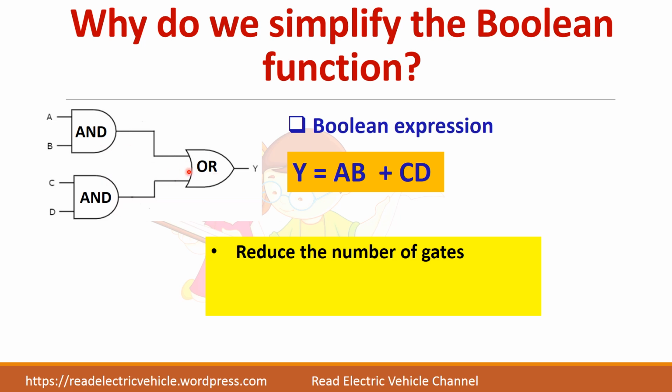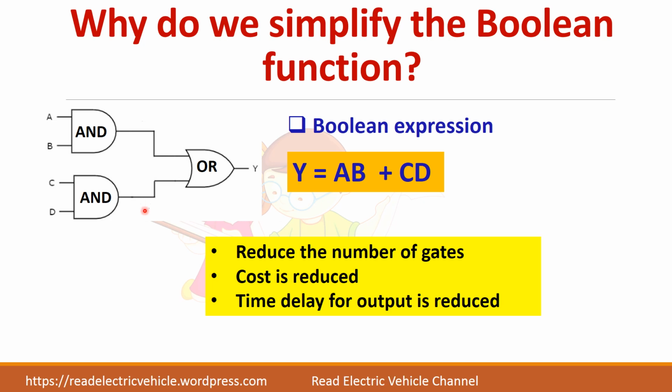So here 3 gates are used. If it is a bigger expression, you might have more number of gates. So simplifying will reduce the number of gates. So if the number of gates is reduced, cost will be reduced. And another thing, the time taken for the gate to respond will be in nanoseconds. So when the number of gates is less, your time delay for the response will be reduced.